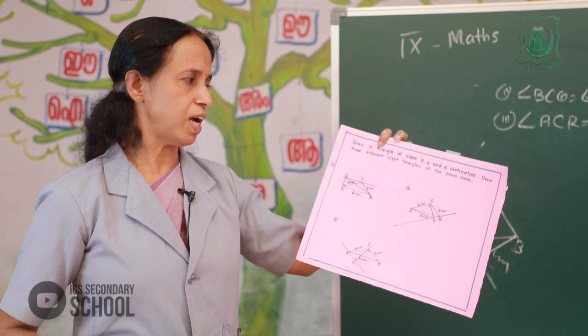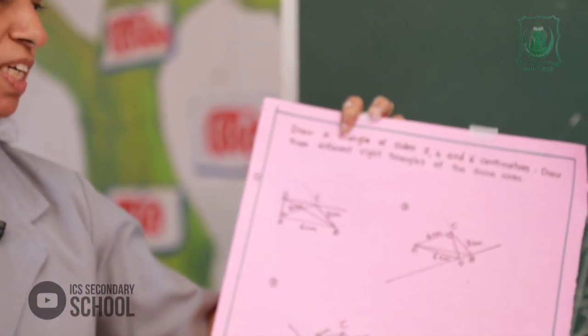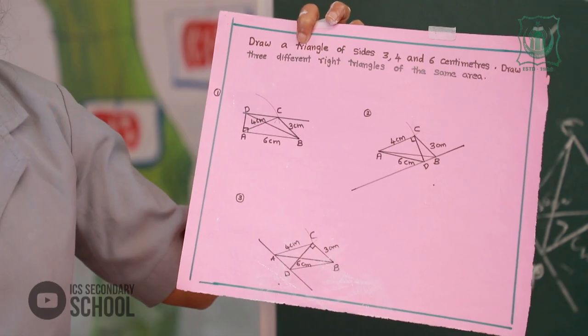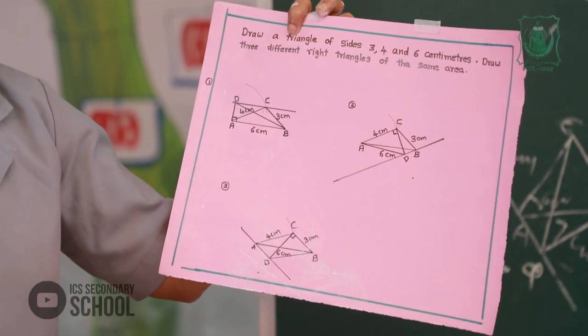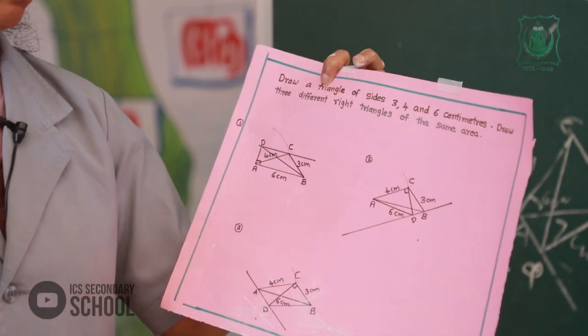In the first question, draw a triangle of sides 3, 4, 6 centimeters. Draw 3 different right triangles of the same area.